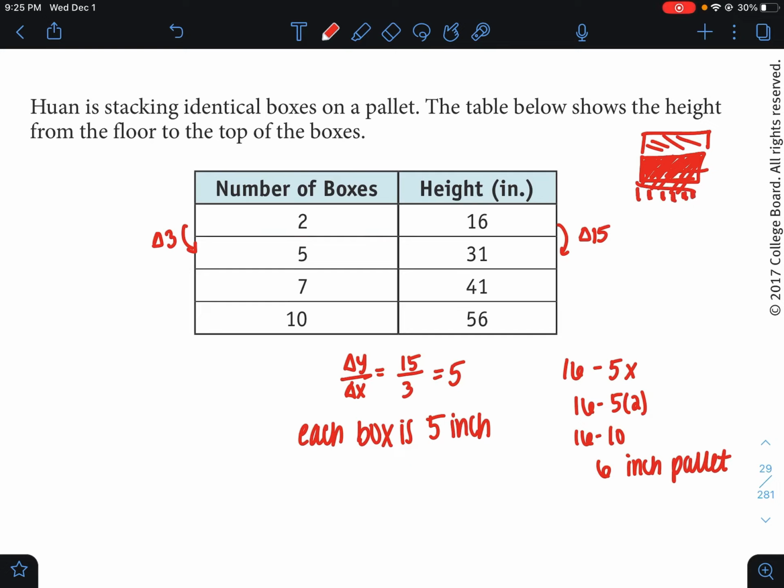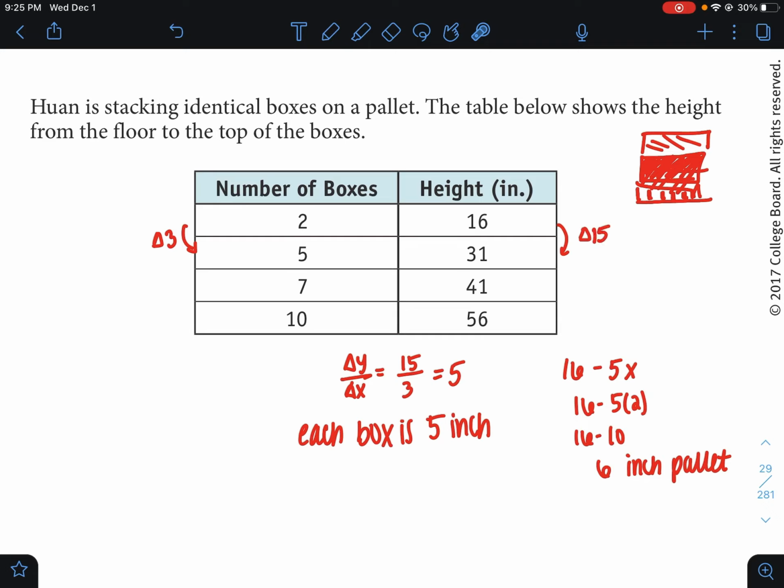Okay, so the height of this pallet here. If we look at this, we have to understand what our rate of change is. Going from 2 to 5 is going up by 3, and my height, or my output value, has to change by 15.